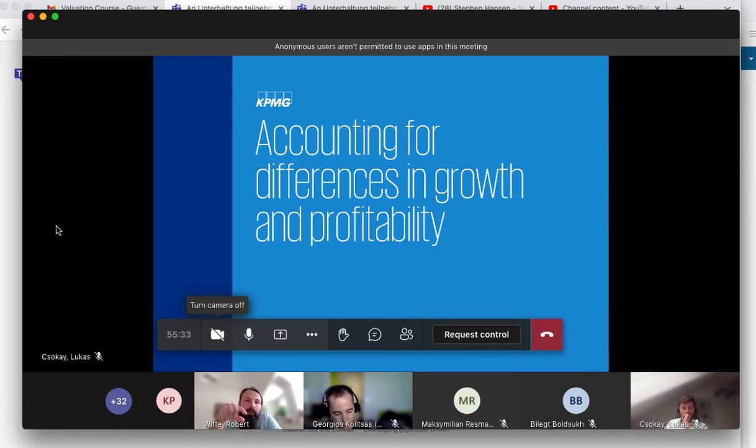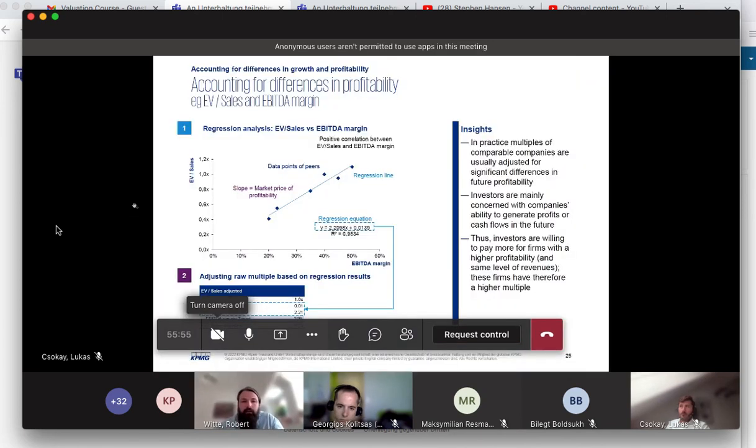Here we have a different perspective, which is that we need to adjust the multiples we observe, right? Here we called it accounting for differences in growth and profitability. So I think we start with the profitability part because it's a little bit easier to understand, and then we can go to the growth, but it's the same thing, right?